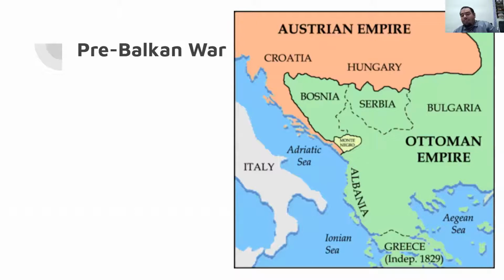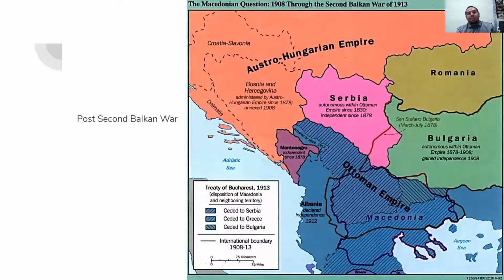Pre-Balkan War, 1912. This is what it looked like. Bosnia, Serbia, Bulgaria, Albania. They're all part of the Ottoman Empire. And this is after the Second Balkan War. And so Serbia, Bosnia, Bulgaria, Albania, Montenegro, they're all going to fight.